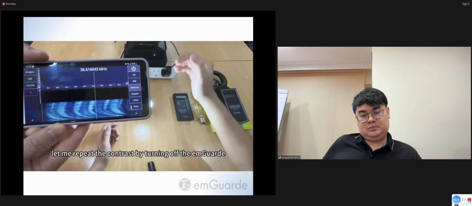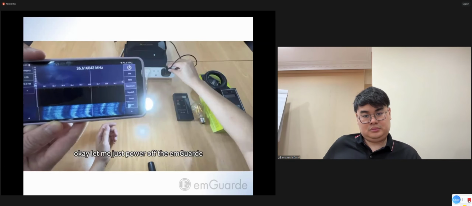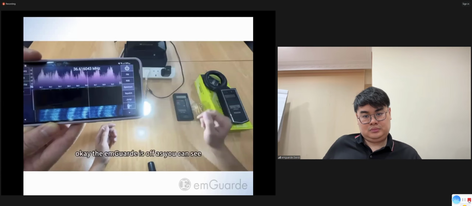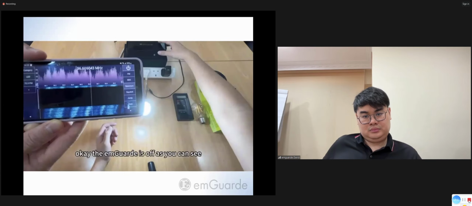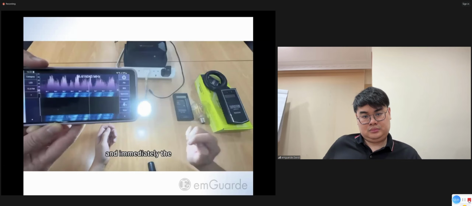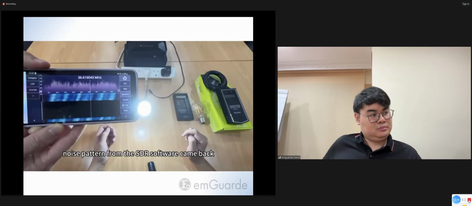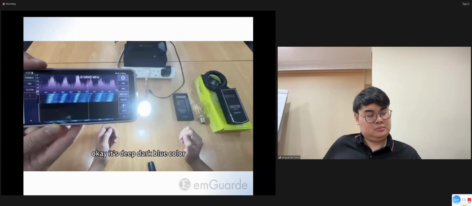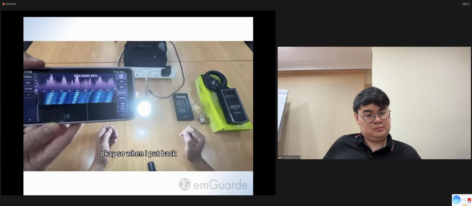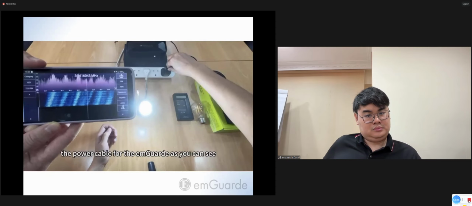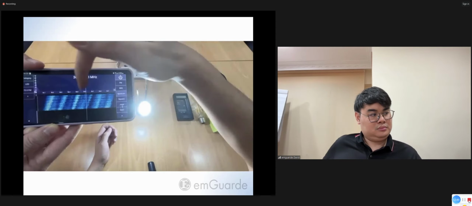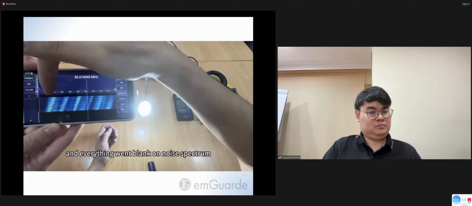Let me repeat the contrast by turning off the emGuarde. Let me just power off the emGuarde. Okay, the emGuarde is off, as you can see. There is no light here, and immediately the noise pattern from the SDR software came back. It's deep dark blue color. When I put back the power cable for the emGuarde, there's a reduction here, and everything went blank on the noise spectrum.